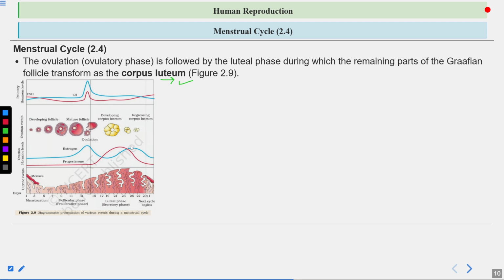If the female is continuously taking progesterone hormone, or she is taking pills that contain the progesterone hormone, then the endometrium thickness will be maintained. So there will be no shedding of the endometrium because it is very thick. So this happens during pregnancy also. The level of progesterone is maintained. So the endometrium is always thick.